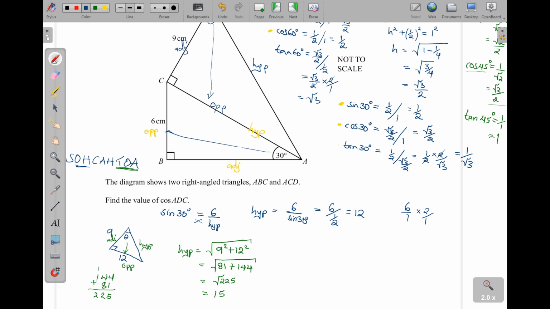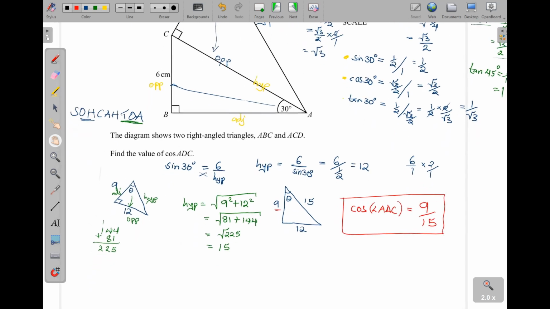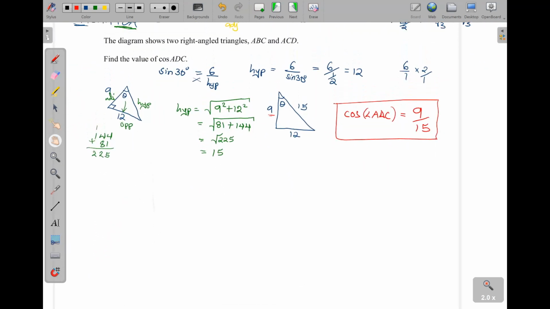We are having our right angled triangle here. This is 15. The opposite here is 12. This is 9. This is the angle here. So we shall say cos of angle ADC, which is equal to the adjacent. The adjacent is this one, 9 out of hypotenuse, which is 15. This will be our answer, which we can even simplify, and we write by 3.